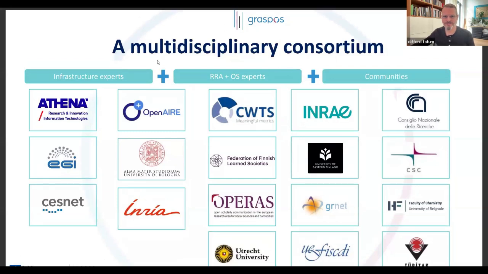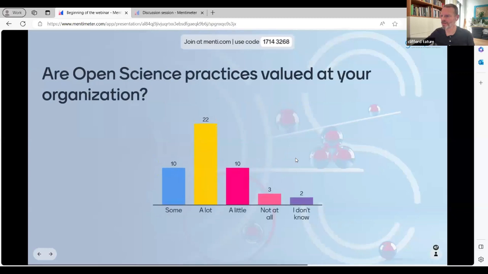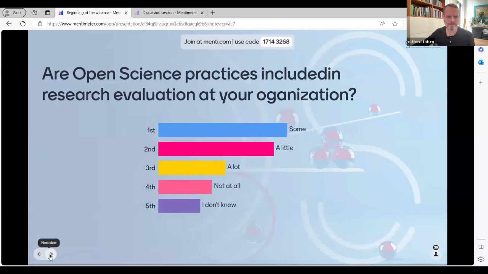I think there was a second mentee question. Is it possible to use the arrows in the left lower corner to advance to a second question? There we go. Okay, maybe we've seen them. Well, okay, next slide, please.